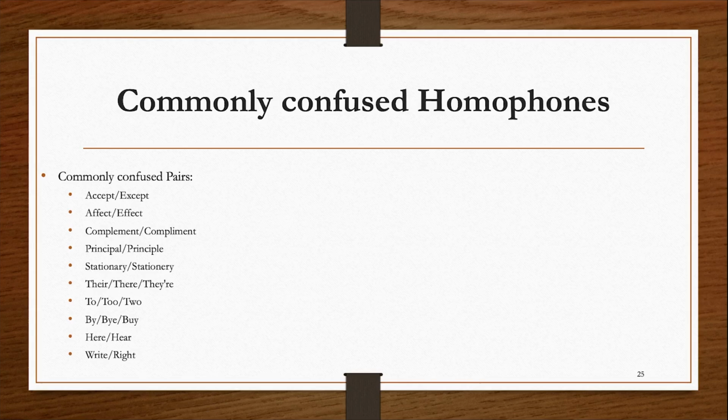By indicates proximity, means, or agent, whereas bye is a farewell expression, like this. Buy is to purchase. Here refers to a place or a position, whereas hear is to perceive sound with your ears. That's hearing. Write is to compose text or record something, whereas right means either a direction, or it can mean being correct, a kind of moral entitlement. Right, in between, like if we see that in binary, right or wrong. So yeah, these are some of the commonly confused homophones.